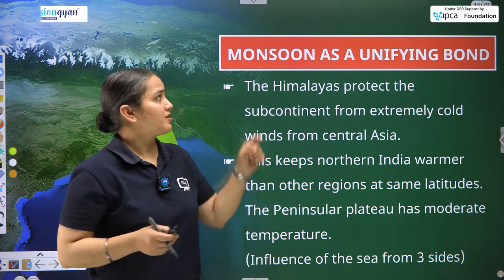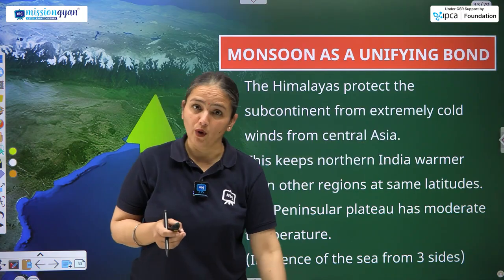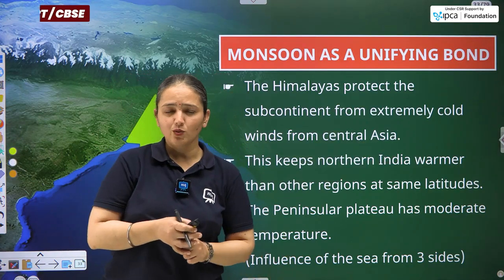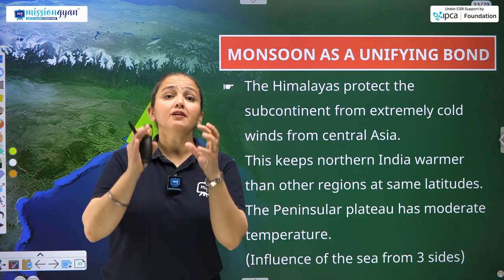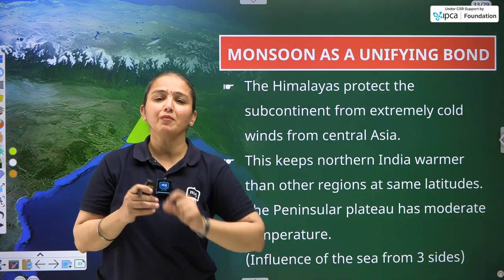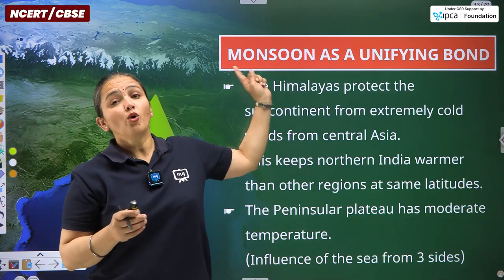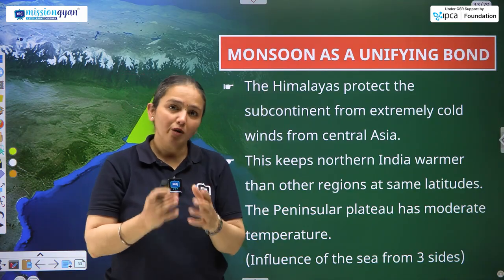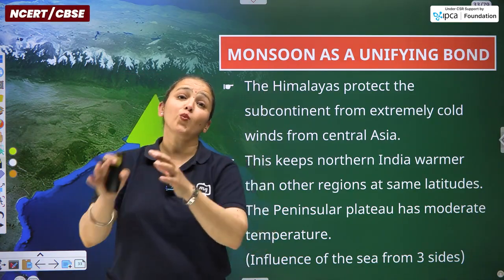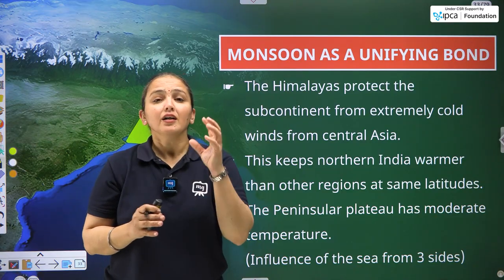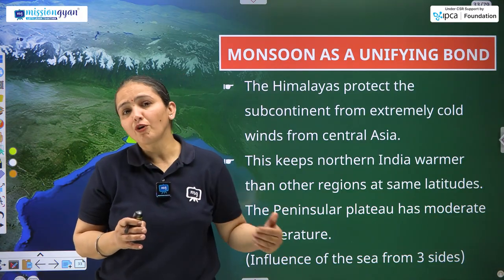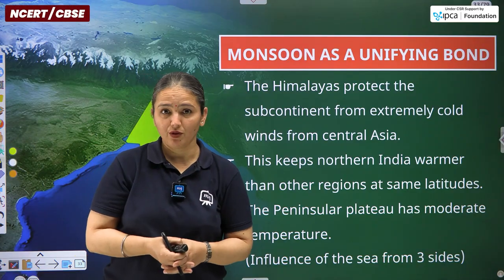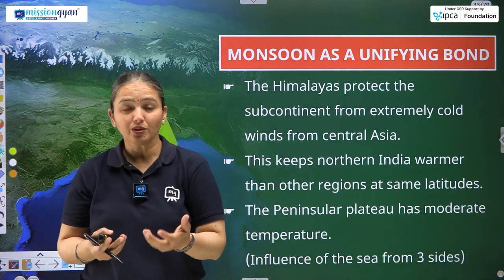Now we have to discuss monsoon as a unifying bond. Remember, in the previous class I taught you that farmers are the main characters whom the monsoon unites, because we are talking about each and every state of the Indian mainland, and the farmers in those states expect rainfall because they have to do agriculture.